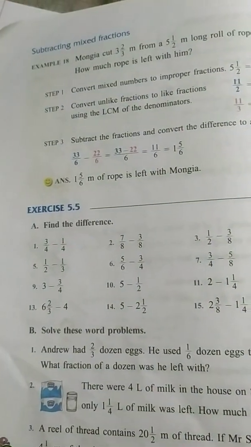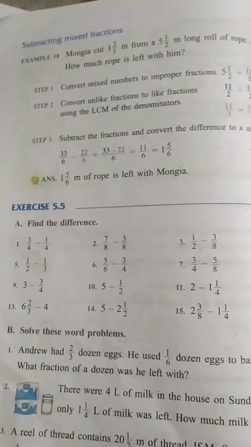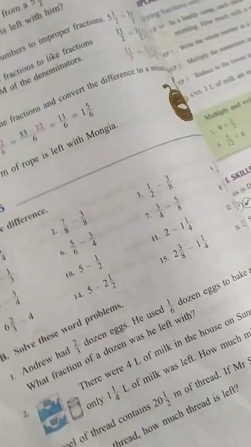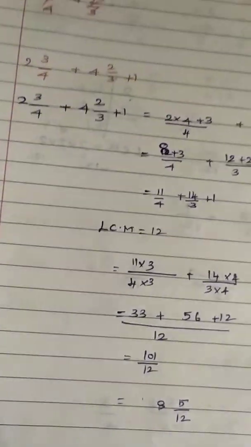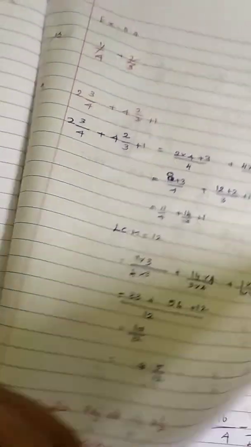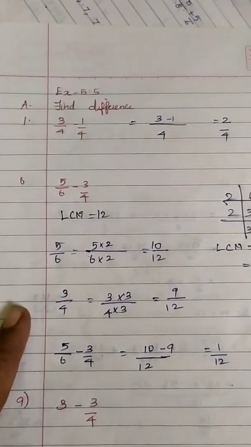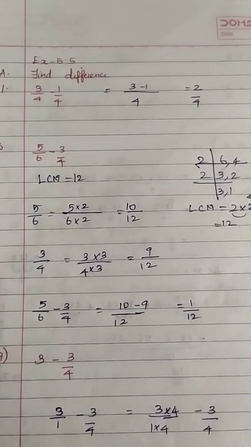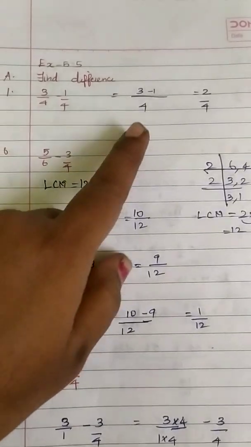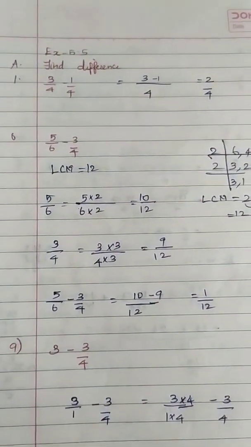And the next exercise 5.5, find the difference. So in the previous exercise you have learnt about addition. In this exercise 5.5 you are going to learn about subtraction. 3 by 4 minus 1 by 4. You have same denominator, so you can subtract the numerator directly. 3 minus 1, 2 by 4.